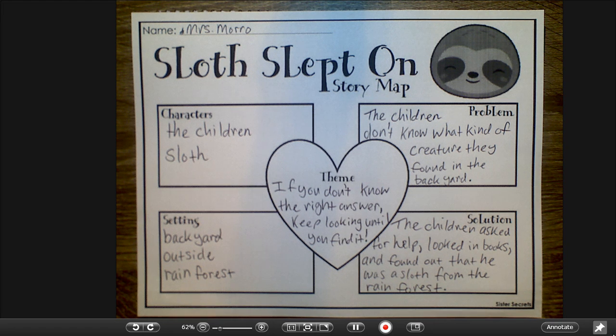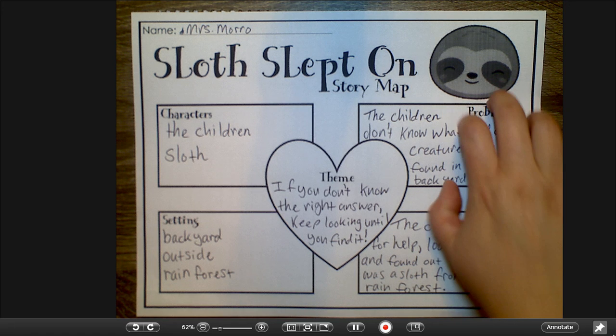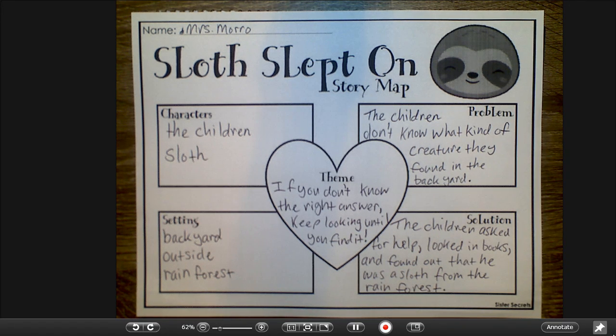So boys and girls, this is the story map or the graphic organizer for Sloth Slept On. You can find a link to this work page in the description, and I also sent it to you guys on Google Classroom. If you have any questions, please let me know. I hope you guys enjoyed this little story map. And we're actually going to use this later on for our writing activity and for our sloth craft.